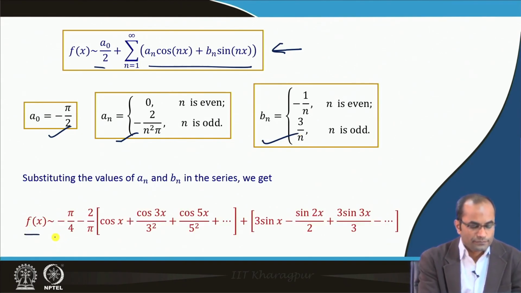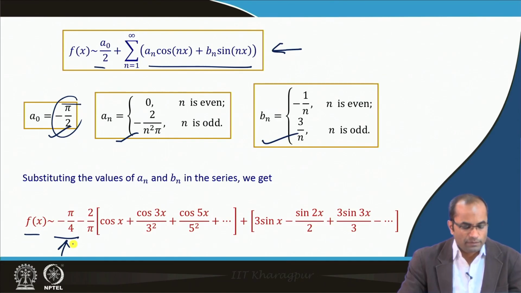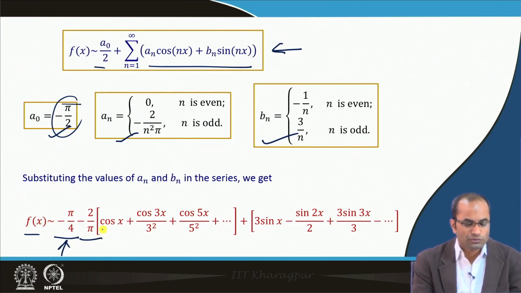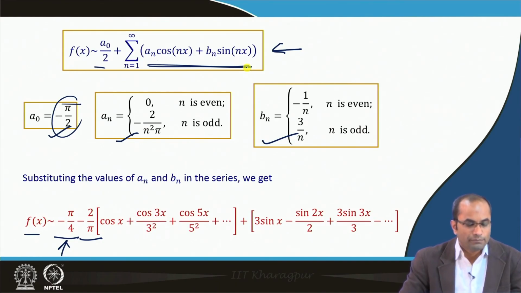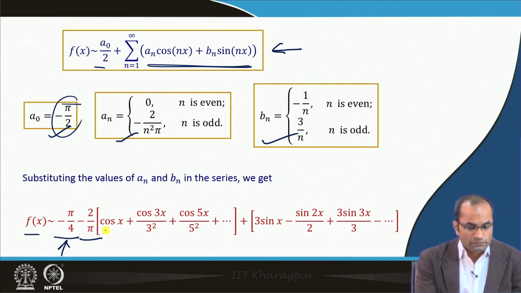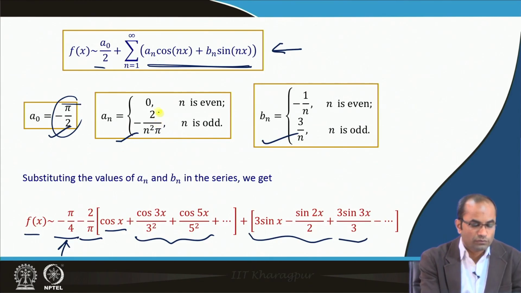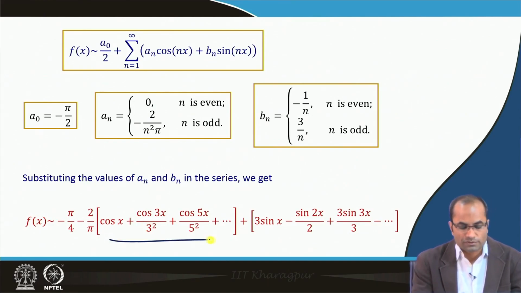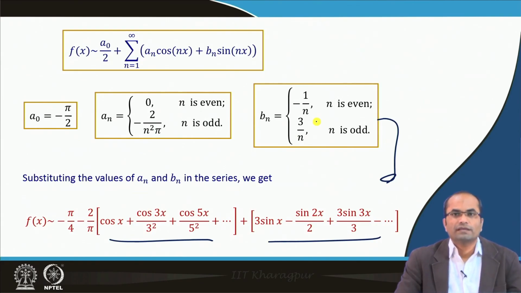So, f(x) we have minus pi by 4. So, a 0 by 2, this will be minus pi by 2, and then we have minus 2 over pi, that is the term which will come when we substitute this a n and b n terms. So, this cos we have just written in this expanded form. This is coming because this 2 over pi was here in the cos. So, 2 over pi is here, and then we will get these cos terms, and then the sine terms will be coming exactly from the b n. So, in this way we can obtain the Fourier series for a given function.